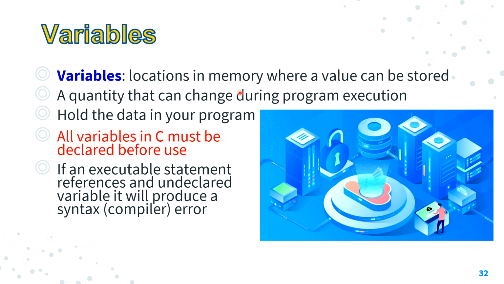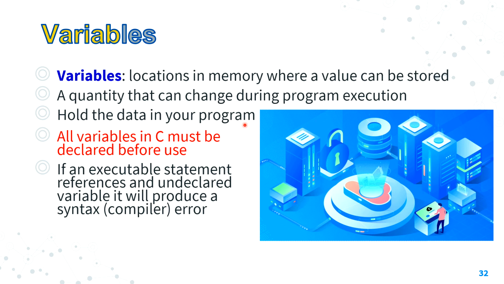Next is about variables in C programming. A variable is a location in memory where a value can be stored. This value can change during program execution, which is why it is called a variable. Variables are used to hold data in our program, such as numbers, characters, or results of calculations. For example, when a user enters input, we store that input in variables so we can use it later.